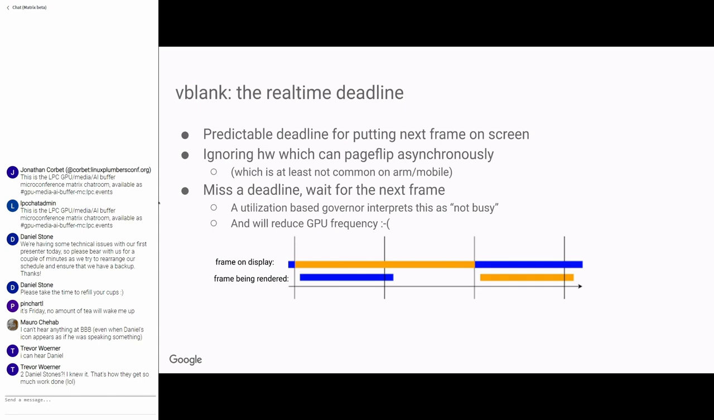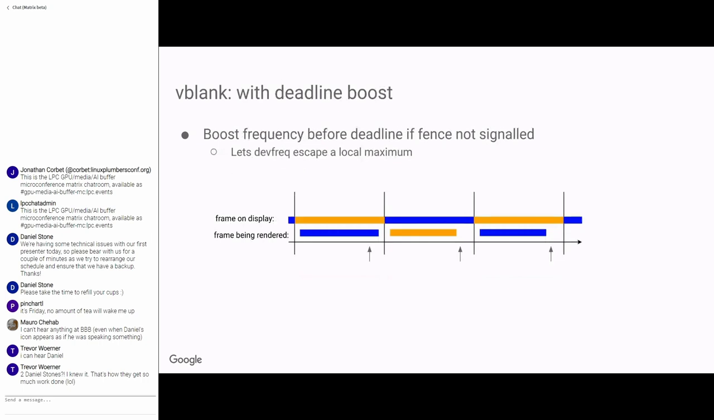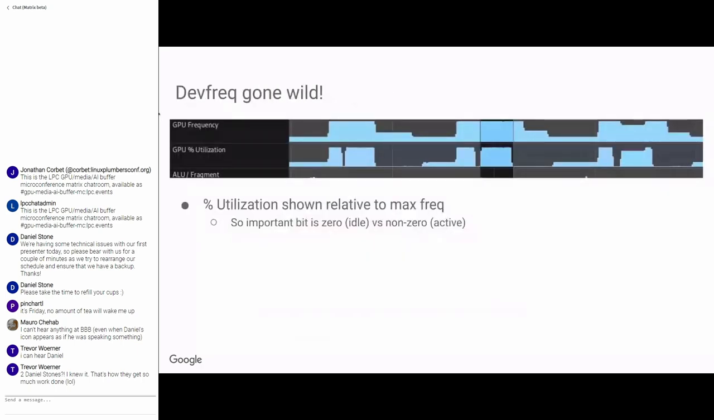Let me go to the next. So the idea here is, when you've queued up the atomic update or page flip, now we know when we'd really like the GPU to be done and signal a fence, because vBlank is very predictable. It happens every 16 milliseconds or whatever.